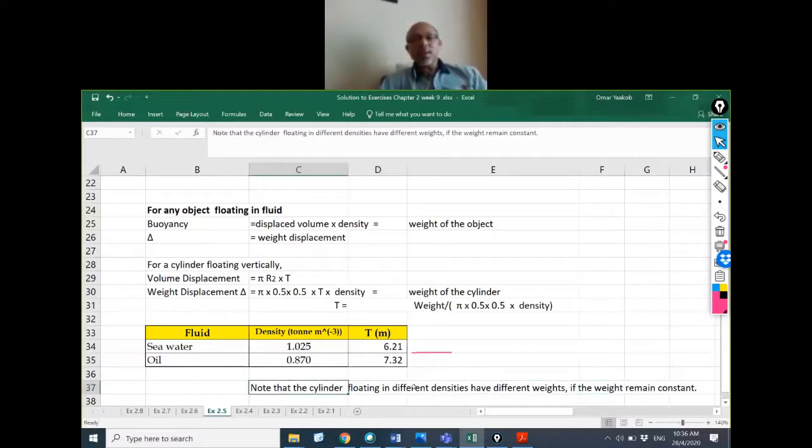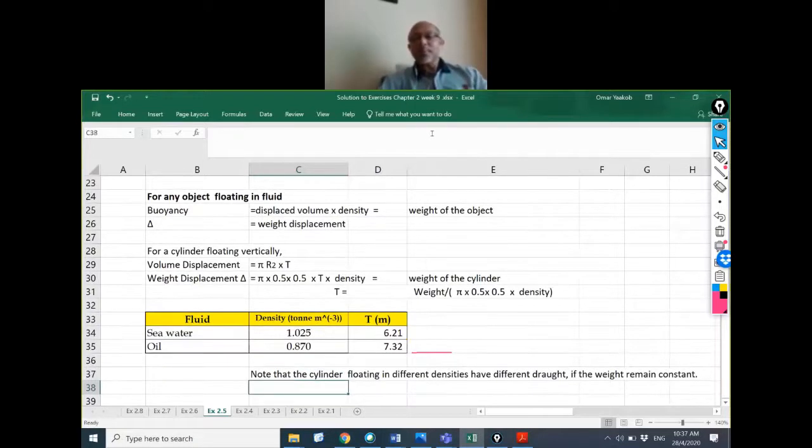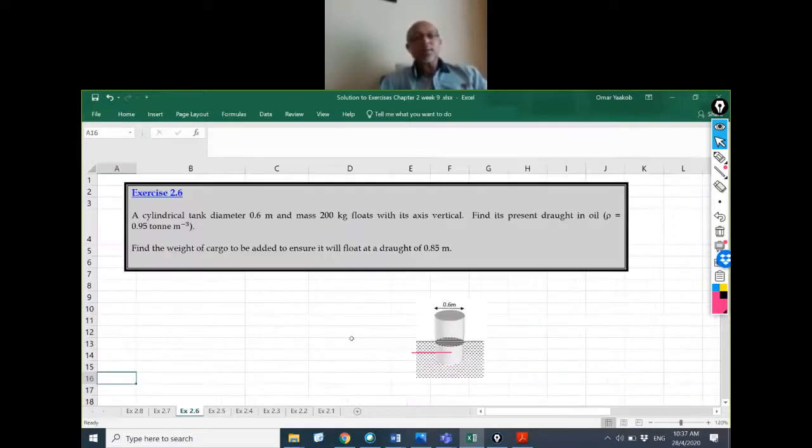So in this case, sorry, this one should be again a different draft. Oh dear, okay, some mistake, eh? All right, that's 2.5, 2.6. Cylindrical tank. So this one is just we need to know the draft.